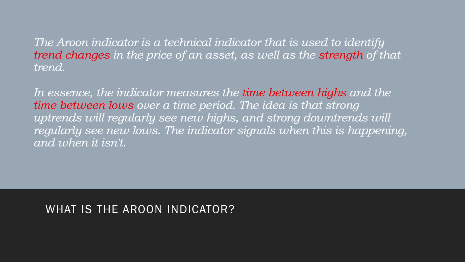So the AROON indicator, let's just quickly talk about the technical side of it. It uses trend changes and also identifies the strength of that trend. Now, the indicator measures time between highs and time between lows over a period of 25 periods. So whether it's trading days or an hourly graph, the idea is that a strong uptrend will give you more and more new highs, and a strong downtrend will also continuously renew the lows. So this indicator will give you the signal when that is happening and when it's not.